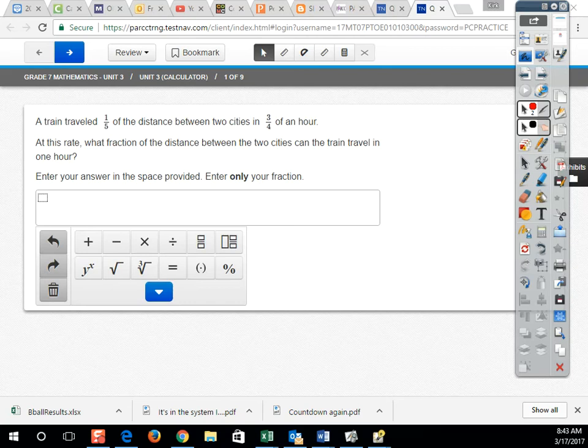Alright, so we have a train that has traveled one-fifth of a distance between two cities in three-fourths of an hour. At this rate, what fraction of the distance between two cities can the train travel in 1 hour? Alright, well, here we go.